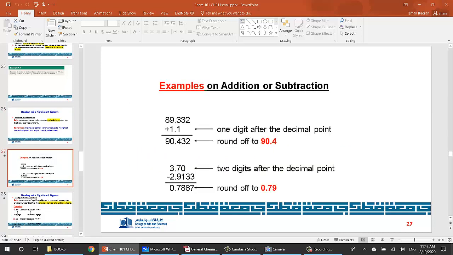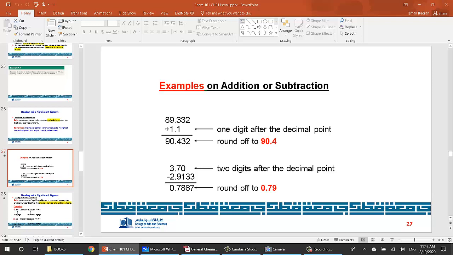So for addition and subtraction, first we take the lower number of decimal places. Let's take an example. The example would be 89.332 plus 1.1. If you look at these two numbers, the first one has 3 decimal places. Remember here we don't care about the number of significant figures. We care only about the number of decimal places. In the second one we have only 1. So your final answer should have only 1 decimal place. So when you add 89.332 plus 1.1, your calculator would give you 90.432. But if you write this in the exam, that's wrong. You have to round this number to 1 decimal place, that would be 90.4.